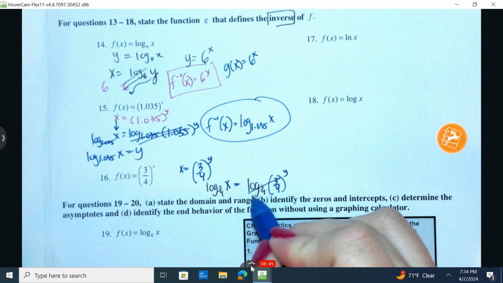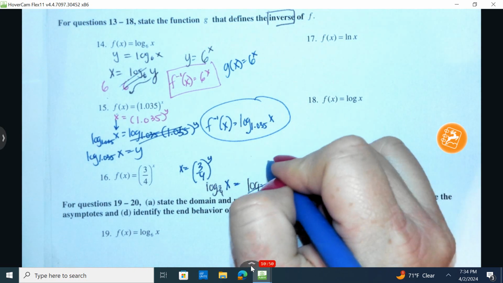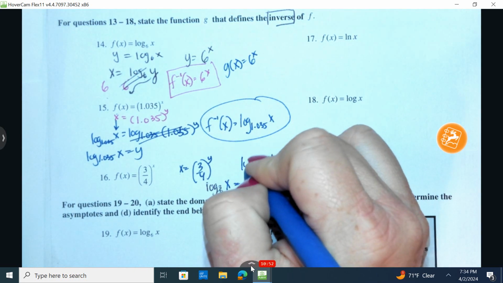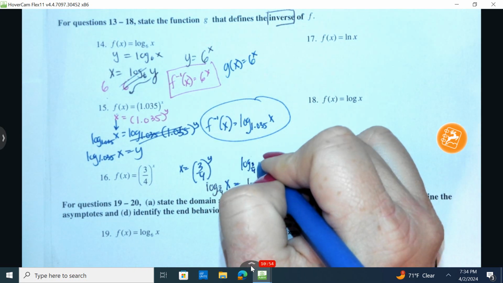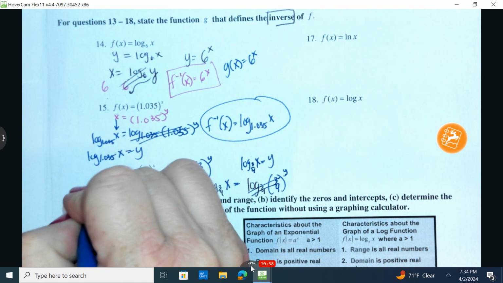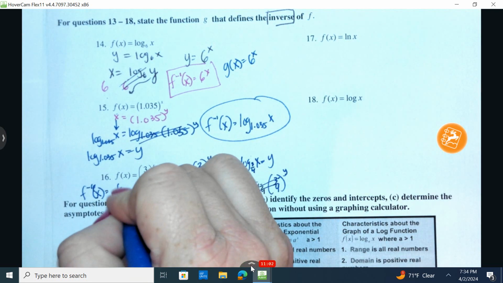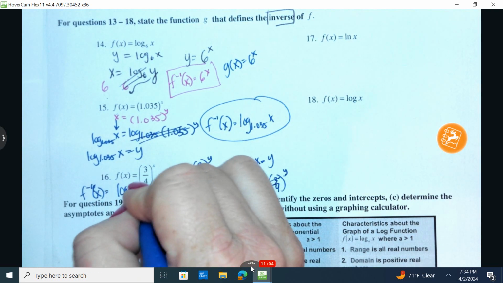Okay, these two are going to simplify. They don't just disappear, they simplify into 1. I have 1 times y is y, and log base 3/4 of x. Now, I prefer to say this is f of x. We're going to say the inverse of f of x is log base 3/4 of x.